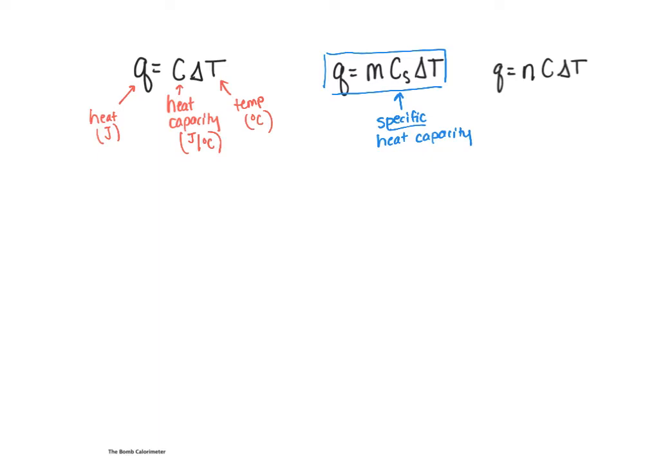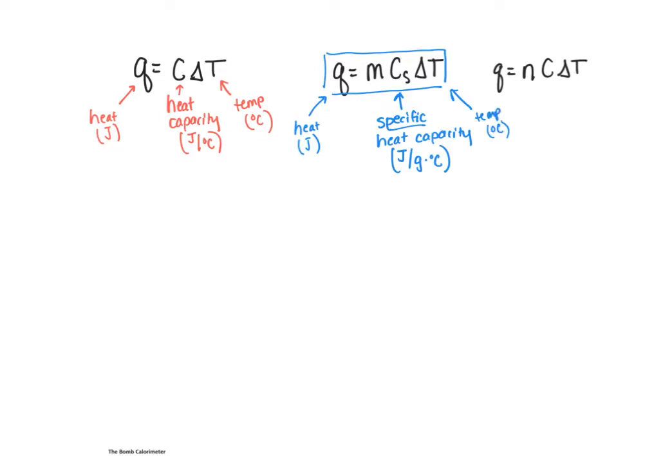So if that's the definition of specific heat capacity, that means that our units for specific heat capacity are going to be joules divided by grams times degrees C. Remember, these equations are very unit driven. So if these are our units for specific heat capacity, all of our units need to cancel out, which means that, again, our Q is going to be heat in joules, temperature is also going to be in degrees C.